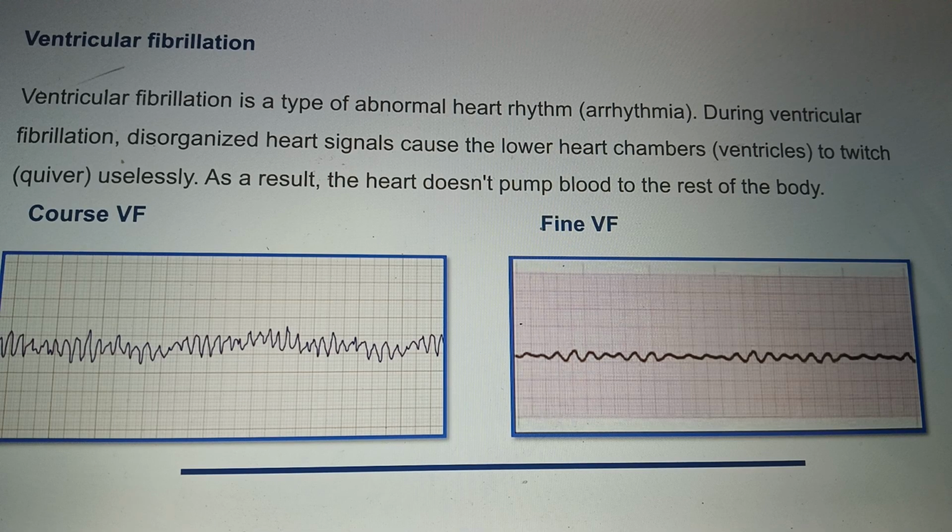During ventricular fibrillation, disorganized heart signals can cause the lower heart chambers, that is the ventricles, to twitch uselessly. As a result, the heart doesn't pump blood to the rest of the body. So these are the common atrial tachycardias and common ventricular tachycardias.